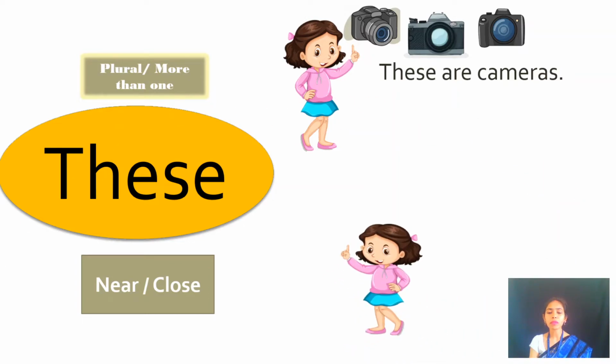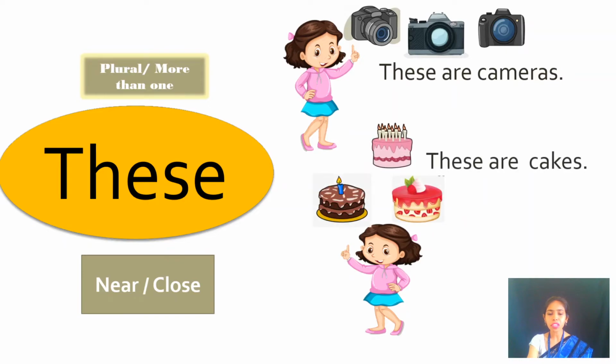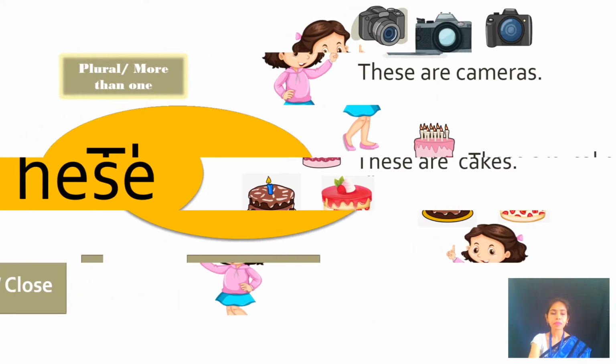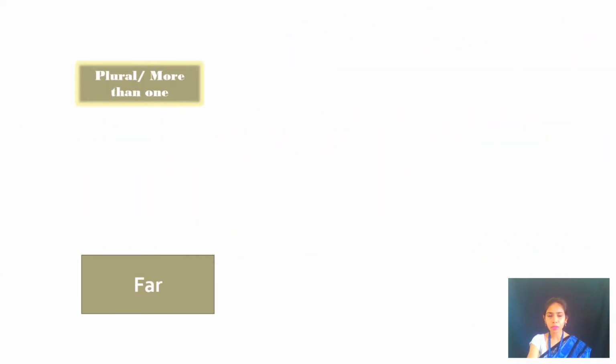Now let's see one more example what the girl is pointing out. Okay, the girl is now pointing out at the cakes which are close to her. So the girl is saying these are cakes. So can you see 3 cakes are there? So the girl is saying these are cakes, right? Now let's take one more example.